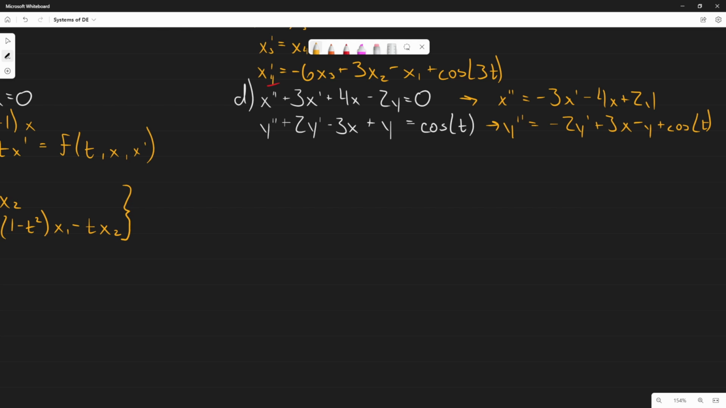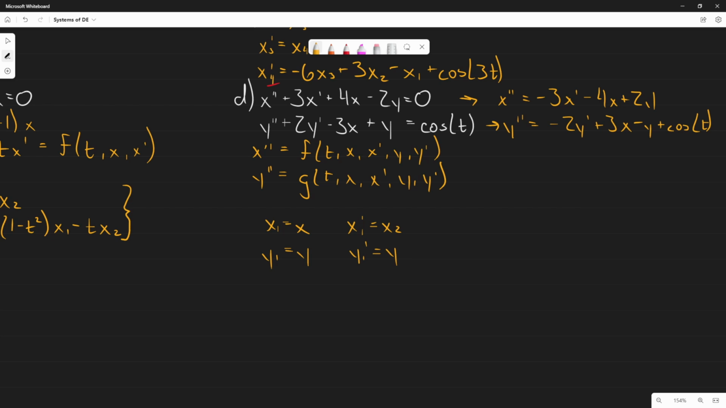And so now we're going to have two equations. We're going to let x double prime be equal to f of t, x, x prime, y, and y prime. Y double prime, we're going to let that equal to g of t, x, x prime, y, and y prime. And so now we can bring in the variables of x and y. We're going to let x1 equal x, making x1 prime equal to x2. And for y, same thing: y1 is equal to y, and y1 prime is equal to y2.